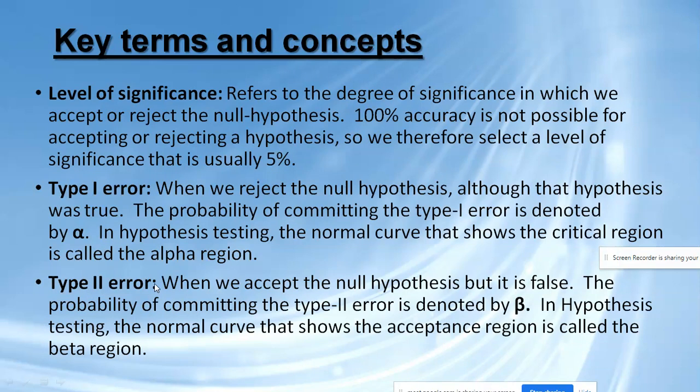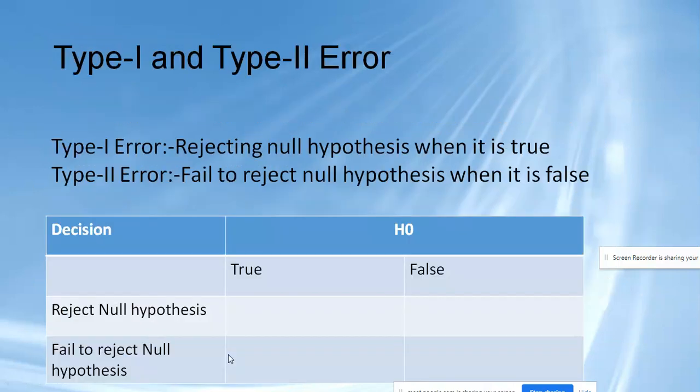Then type 2 error. What is type 2 error? Type 2 is the opposite of type 1. In type 2 we accept the null hypothesis even though it is false. That is when type 2 error occurs. The probability of committing the type 2 error is denoted by the letter beta. So in hypothesis testing, the normal curve region showing acceptance is called the beta region.